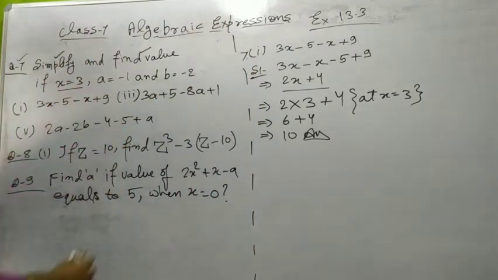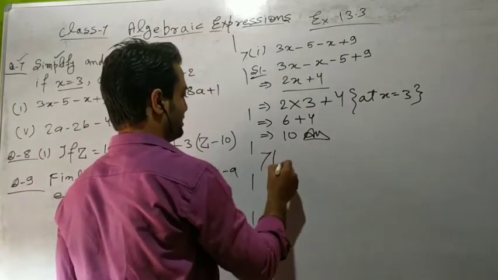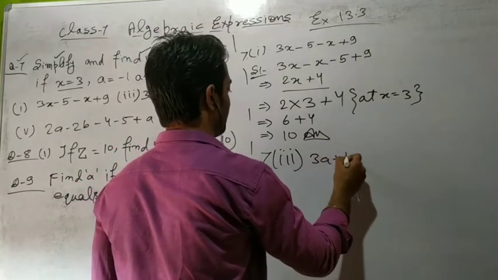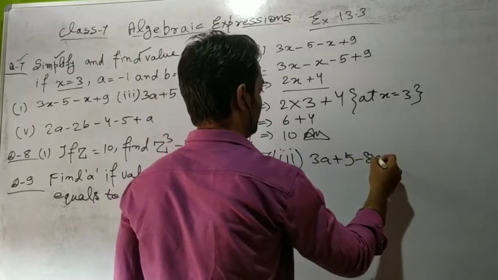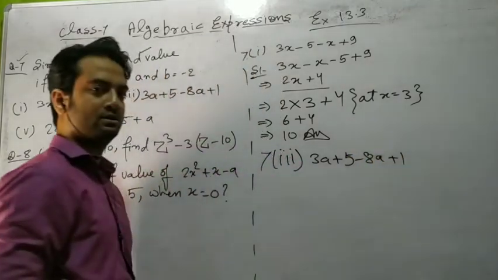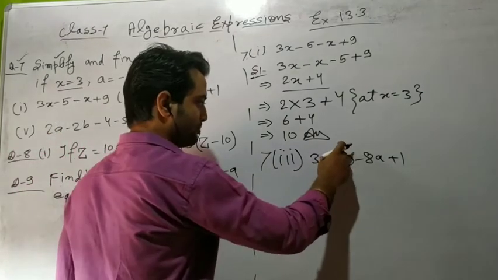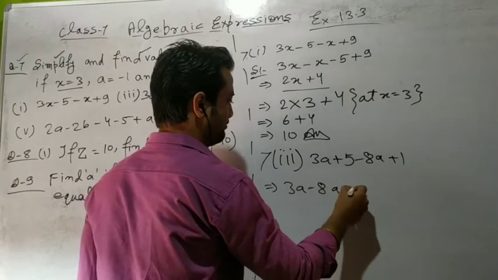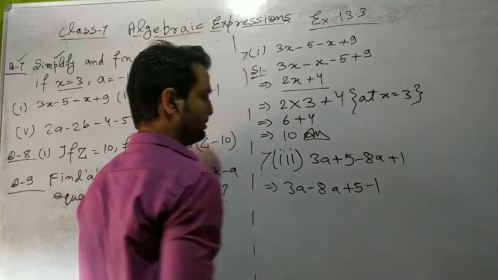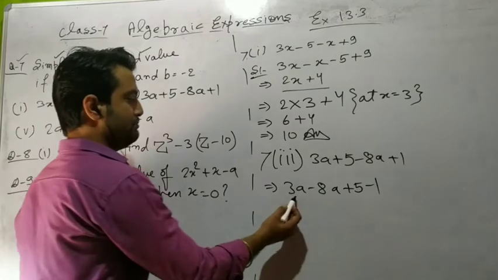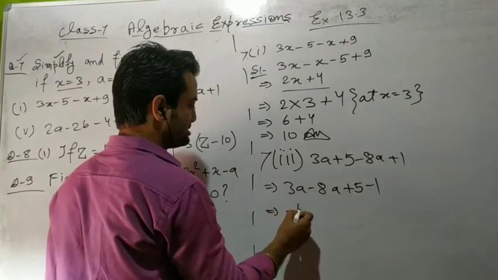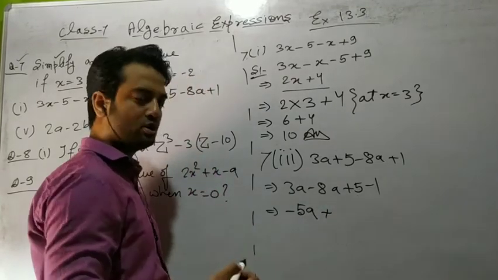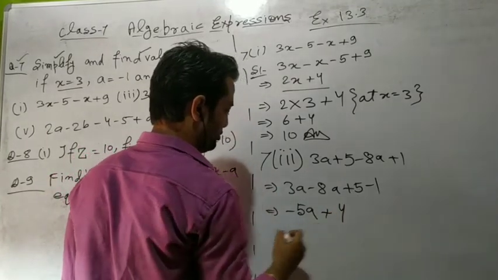Now 7.3. So the 7th question's third part is 3a plus 5 minus 8a plus 1. Let's simplify it. So we get 3a minus 8a plus 5 minus 1. 3a minus 8a gives us minus 5a, and plus 5 minus 1 on solving we get plus 4.